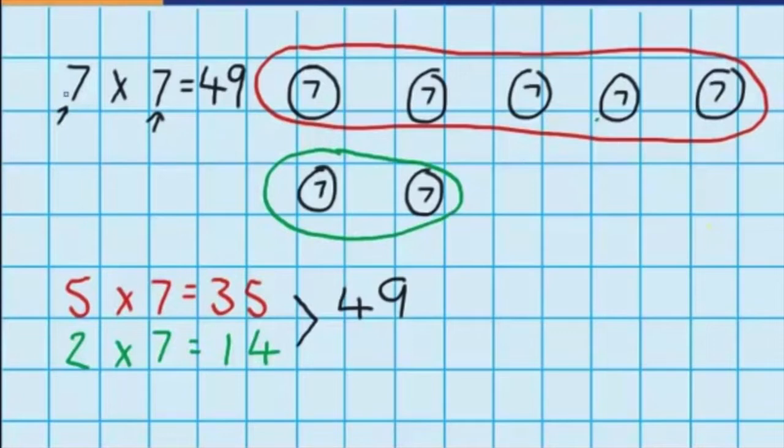So I'm working out the same amount, I'm still working out 7 groups, but instead of doing it in one step, I'm splitting that up and doing it in 2. 5 plus 2 is the full 7 groups. Let's try another question.